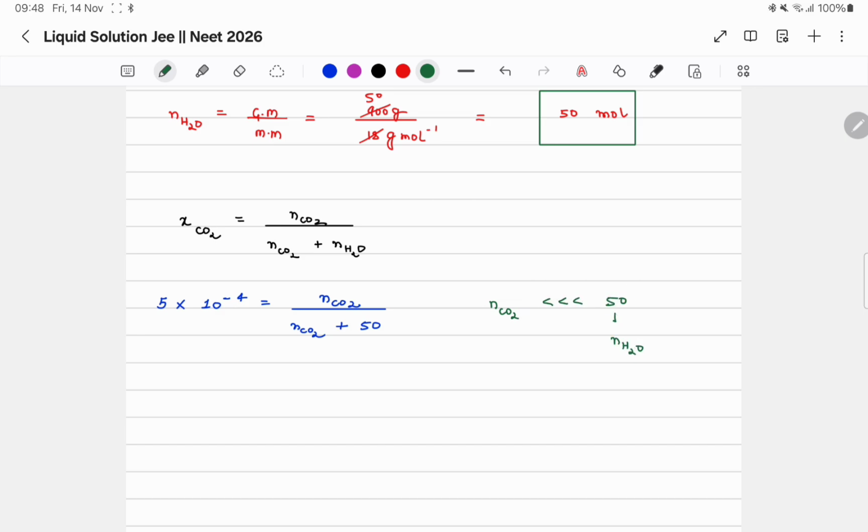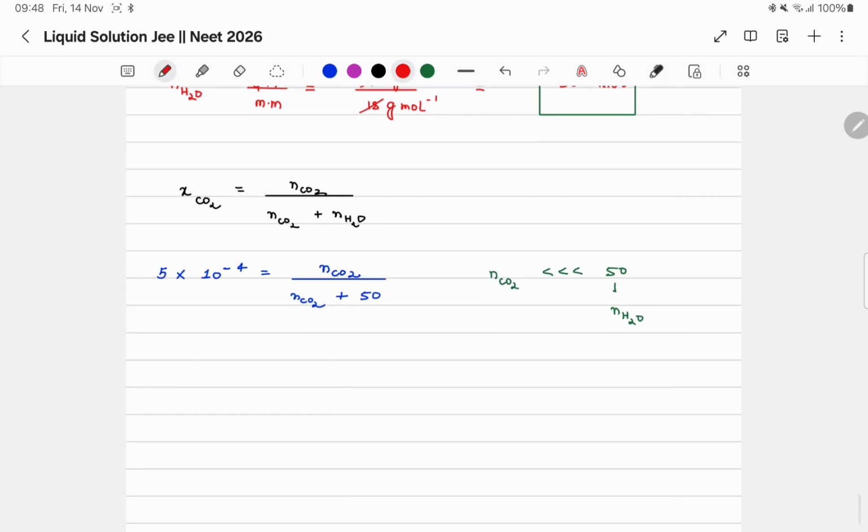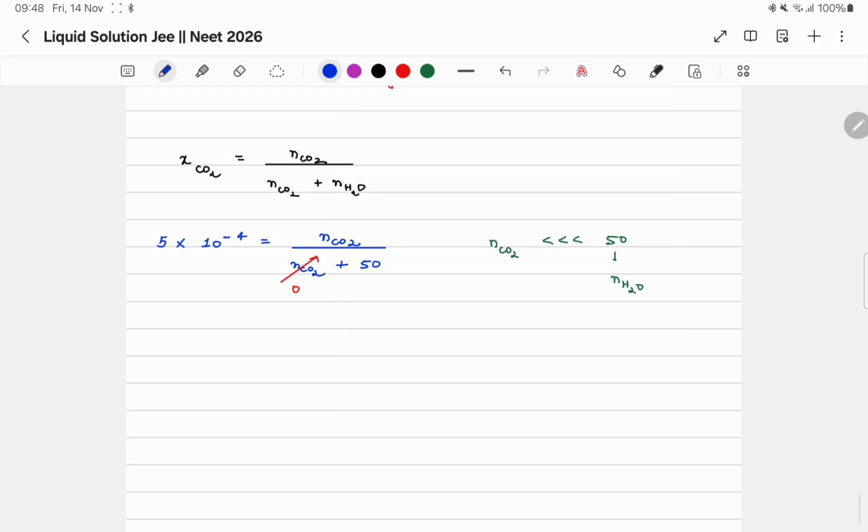Water. Arey, in the container, will there be more water or more CO2 gas? Water will be more. So when water is more, whose moles will be more? Water moles. And how much? Here we know 50. This will be very less. So what we are saying, compared to moles of water, we are ignoring the moles of what? CO2. In comparison, we are ignoring. So this moles of CO2 we are assuming as what? 0. This you can do in your questions, whatever you are getting of Henry's law.